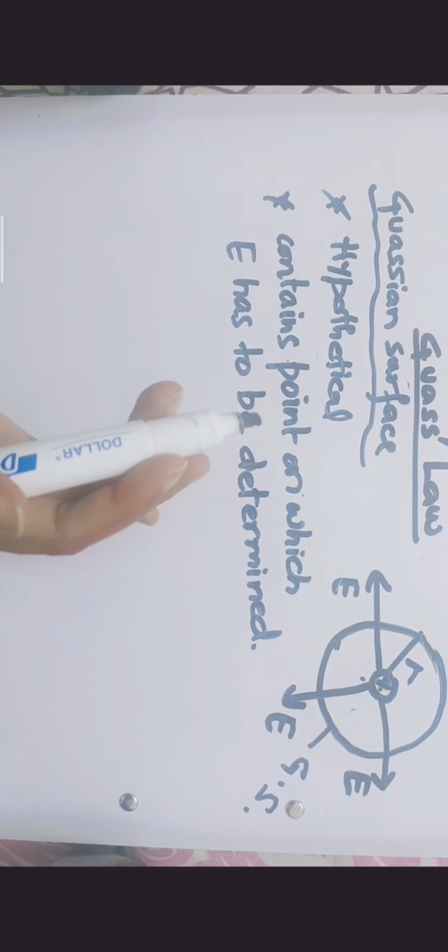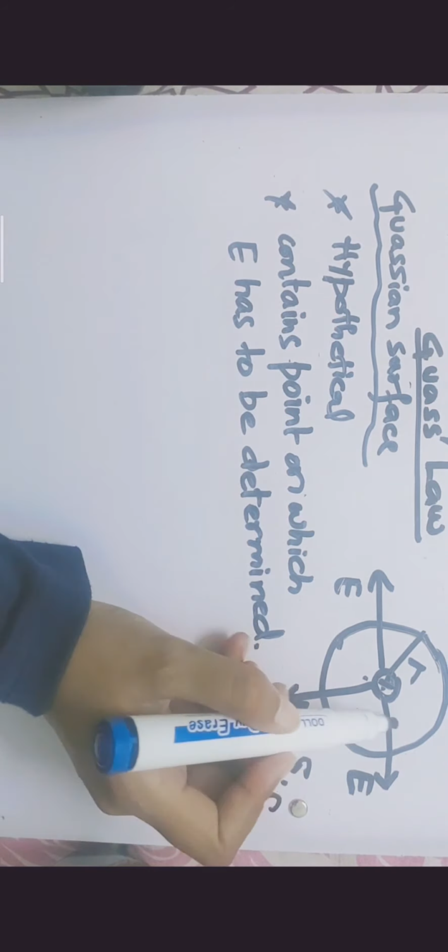Now we are going to define Gauss's law. But before that, there is a limitation for Gauss's law: it is only applicable to closed surfaces. We cannot determine E for surfaces which are open, right? We have to draw a closed surface, which is basically a Gaussian surface, and then we can determine it.